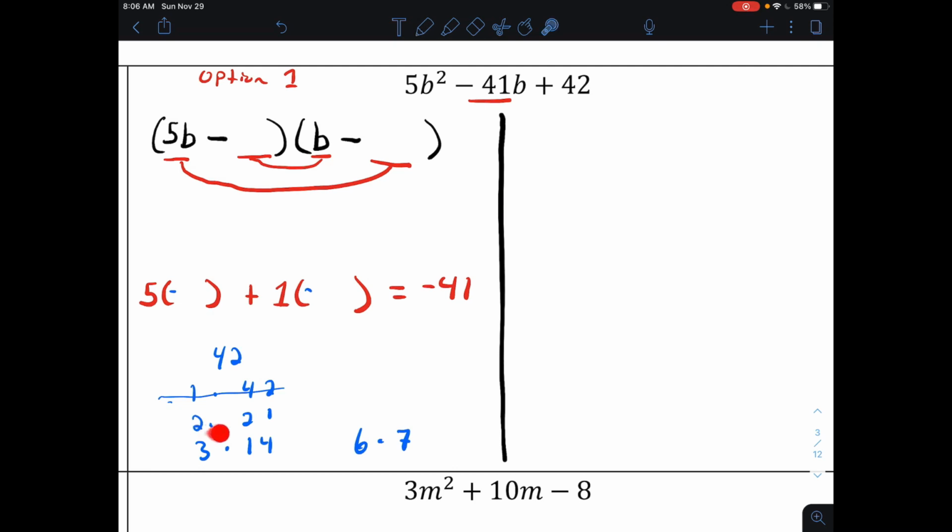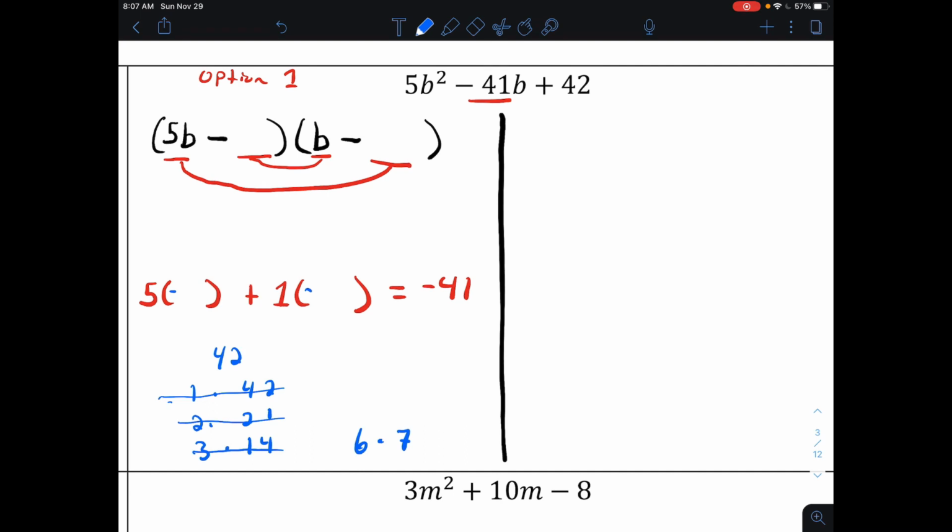If I use 2 and 21, 5 times 2 is 10, and then 10 and 21 make 31. If I rearrange that, that wouldn't work either. So they don't work. If I use 3 and 14, 5 times negative 3 is negative 15. Negative 15 plus negative 14 is not negative 41. If I rearrange them, 5 times negative 14 is already way larger than negative 41, so that doesn't work. Now we're here at 6 and 7.